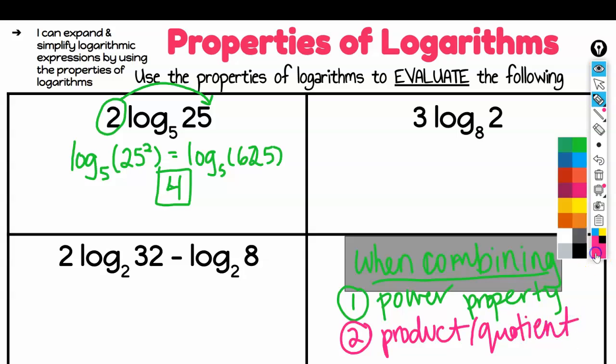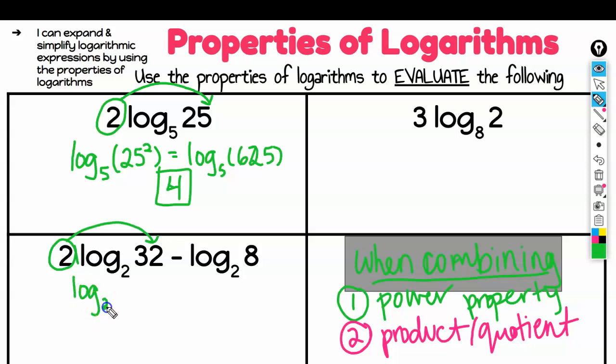So first I see that I have a 2 outside of this log. So I'm going to use power property. I'm going to rewrite this as log base 2 of 32 squared, minus log base 2 of 8. Then I see this subtraction. So I'm going to use the quotient property. So 32 squared divided by 8.